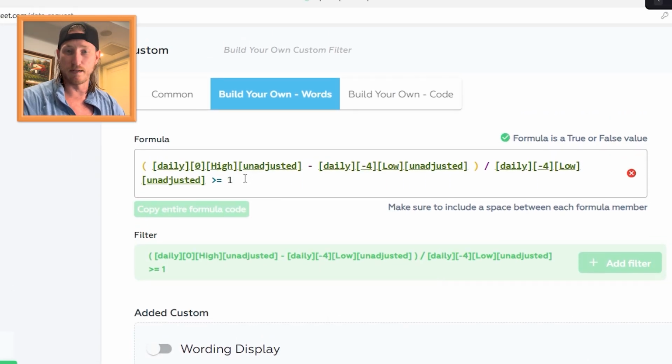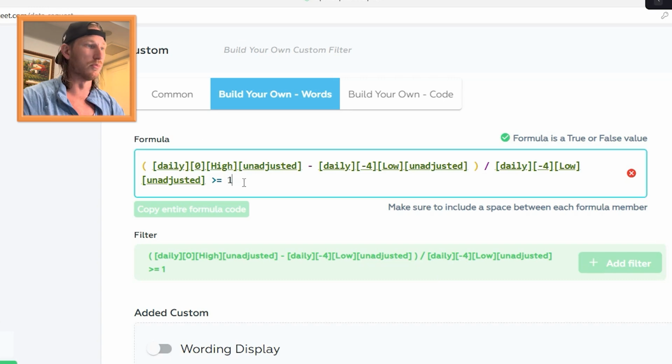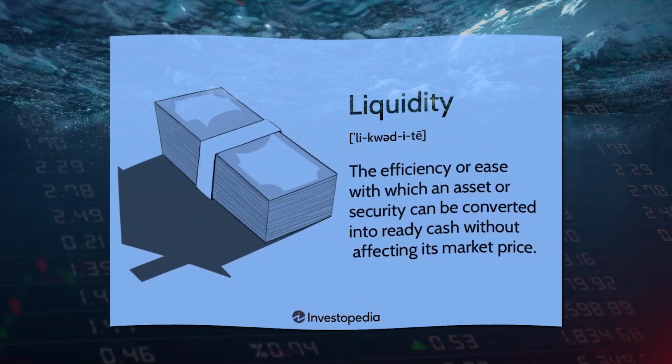Okay, we have a stock that is in play, a stock that is interesting. Okay, it's got movement. We want to make sure that this stock has volume. We want to make sure that this isn't some illiquid reverse split. We want to make sure that there's liquidity enough to get people involved.